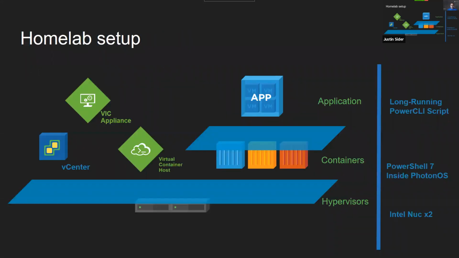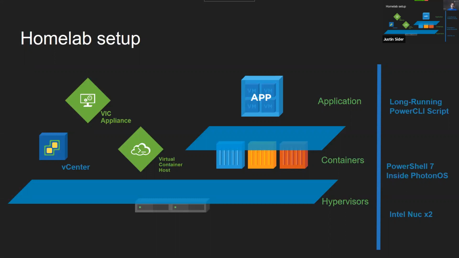So here's my home lab setup. Starting at the bottom, I have 2 Intel NUCs. These are the older, like version 5 guys, the little bit thicker ones. Running on top of that, I have my vCenter. It's just a single cluster. Inside of that cluster, I have my VIC appliance, and then my VCH, or the virtual container host, and that is used by the VIC to deploy the containers. And then inside the containers up the top, we have our application.